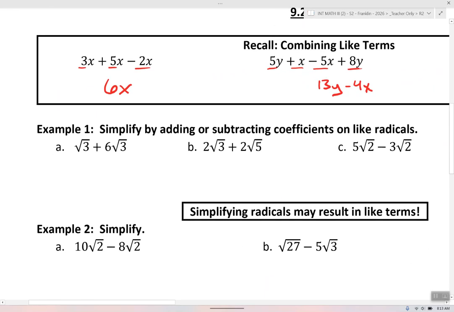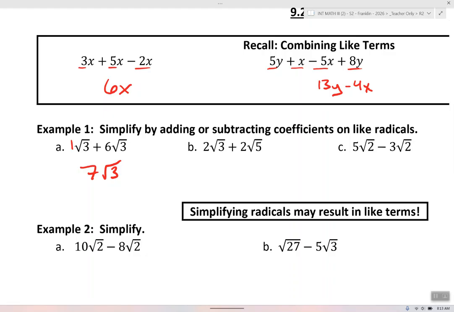Notice these are all index of 2. These are all square roots, but the process would work the same with the same index on different radicals as well. So we're going to just add or subtract the coefficients on these like radicals. And notice the number inside is what differentiates these like terms. So here we have a 1 root 3 plus a 6 root 3. So this is going to be 7 square root 3. Okay, so treat the radical part like an x or a y or a z.